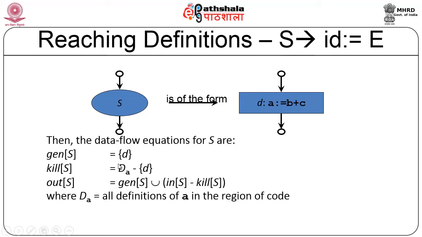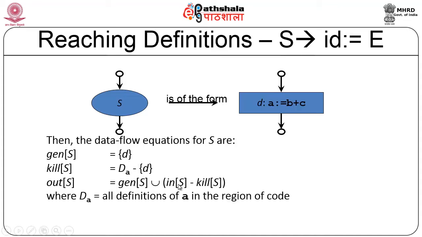Now, kill of S is this definition, this definition has killed all other definitions of A. Okay. So, we will consider that formally as dA minus D, where dA is the set of all definitions of A in a particular region of code. So, dA minus D is going to be your kill of S. Out of S will be gen of S union in of S minus kill of S. So, the first constraint is to determine gen and kill, and once that is done, we can compute in.